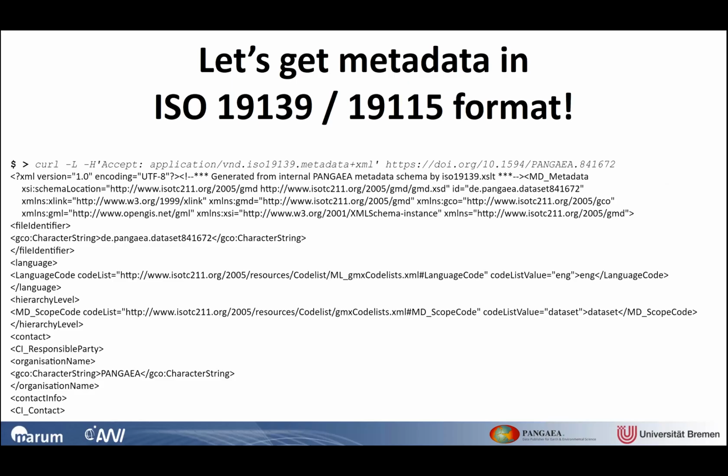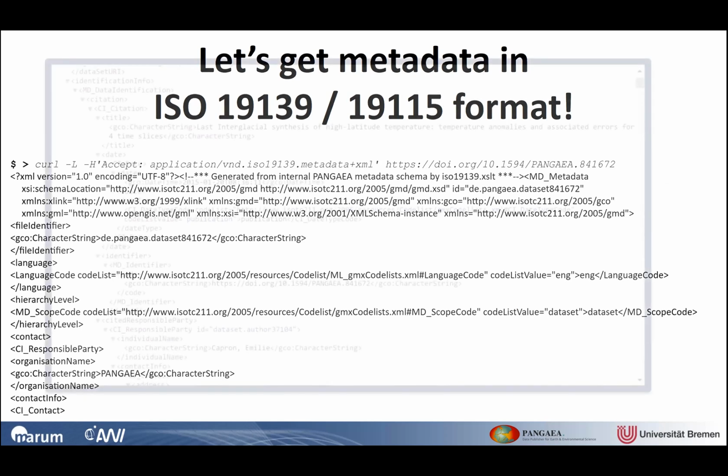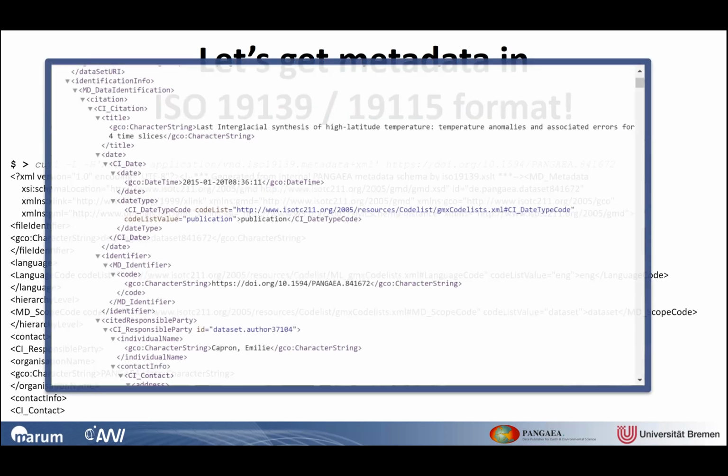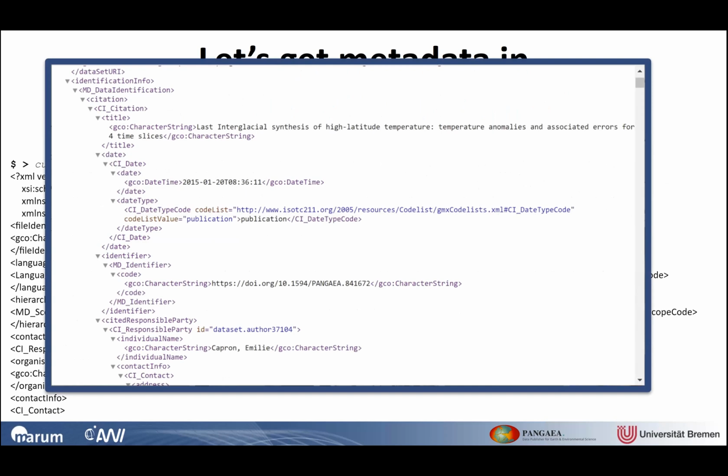So we can also do the same, like getting the metadata in the ISO 19139, 19115 metadata format. If you want to use it for your GIS application, then if you want to see it in a better way, it looks like that. So in that case, you see here it's standard XML metadata of your dataset.